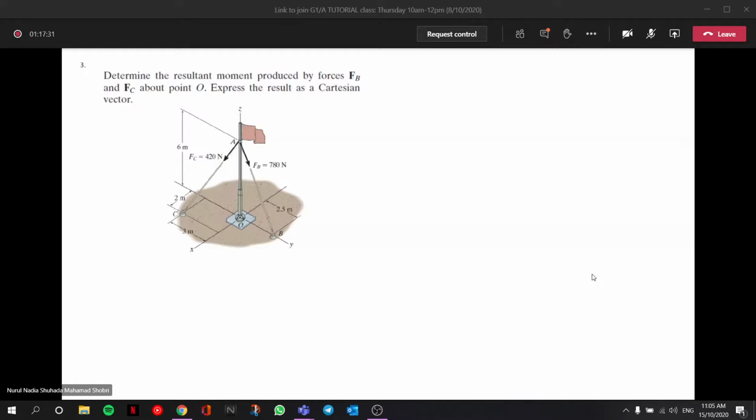So for question number 3, it wants us to find the resultant moment in terms of Cartesian vector. In this case, we're using the same formula as question number 2. But since we have two different forces, you have to sum them up together.